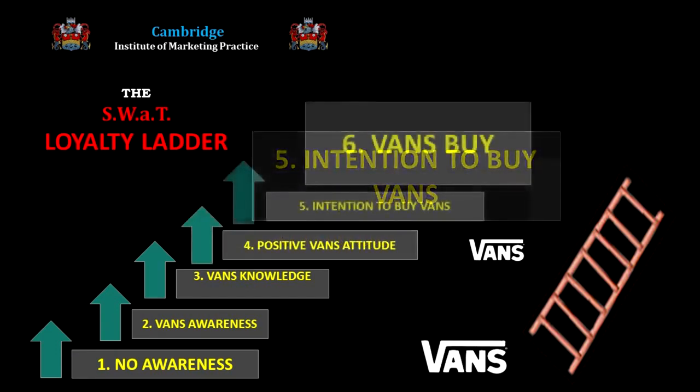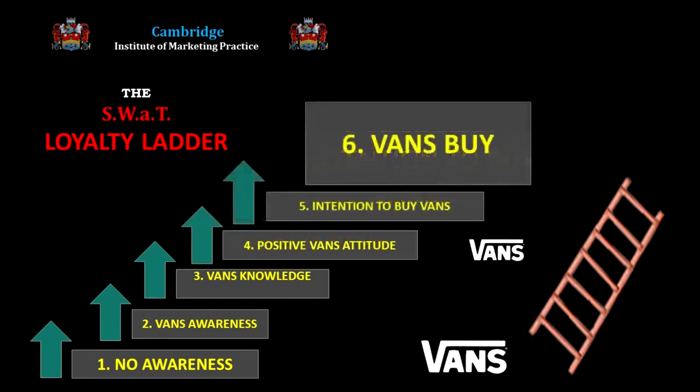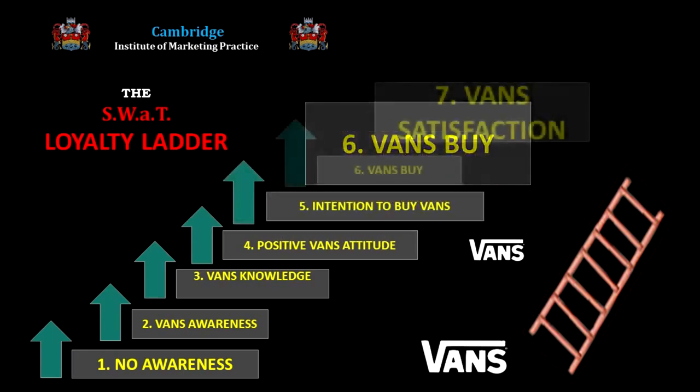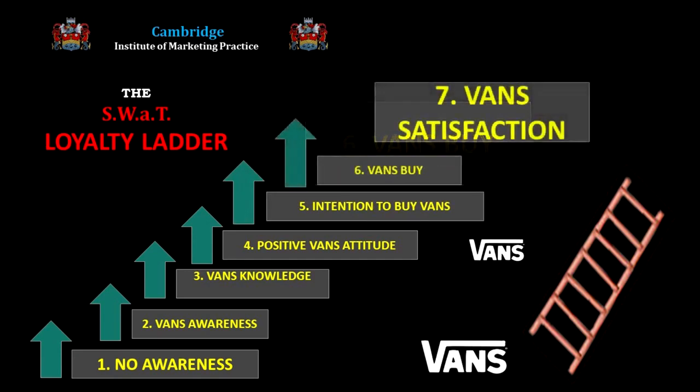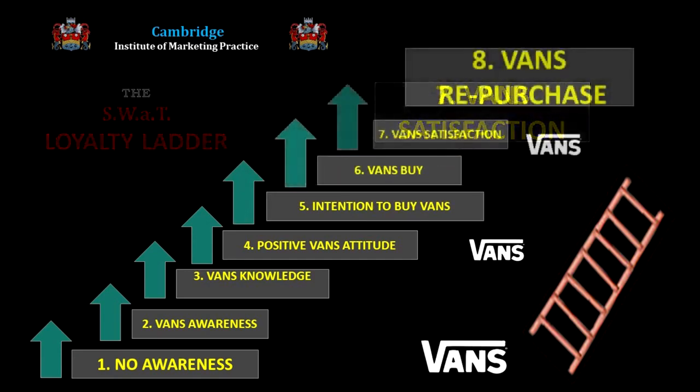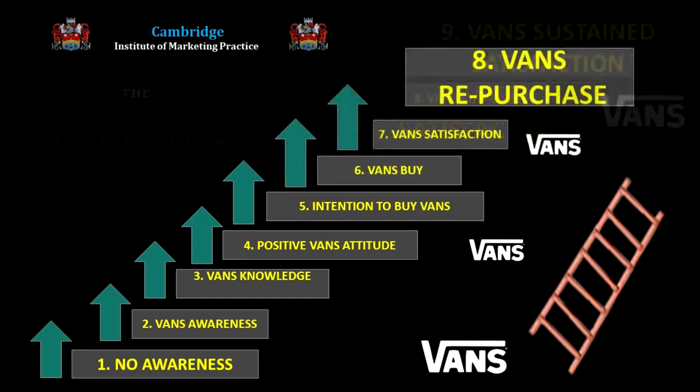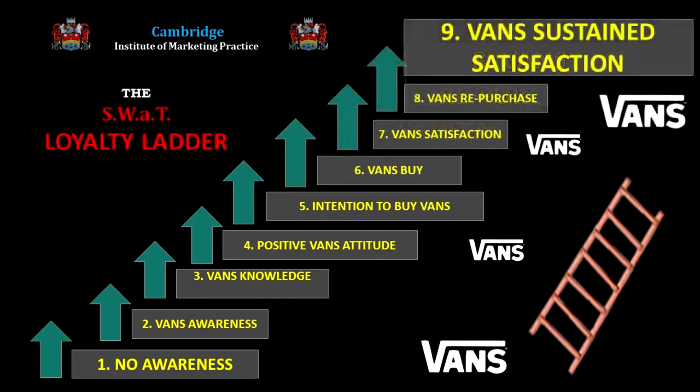They are good. They look good on her feet. They're tough, clearly well made, deliver what they say on the tin. We are satisfied. We're on the satisfaction rung, rung 7. We buy another pair. Repeat purchase, rung 8. They're good too, and the next pair, and the next. Sustained satisfaction, rung 9. And so we develop into loyal targets of brand Vans.